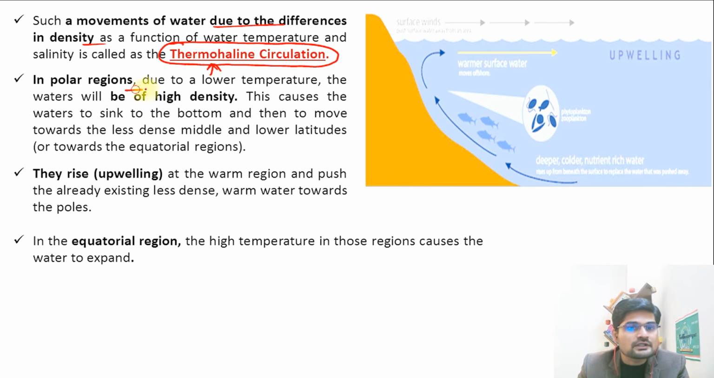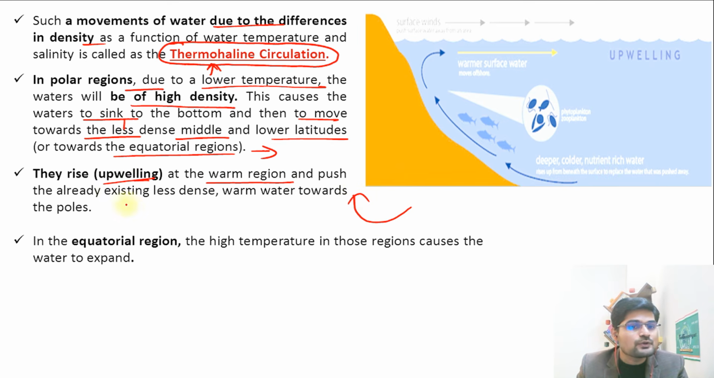And remember, in polar regions, due to lower temperature, the waters will be of high density. That is important, and this causes the water to sink to the bottom. Then in the less dense middle and lower latitudes, towards the equatorial region, the cold ocean currents rise, and that is where upwelling happens in the warmer region. Coming to the warmer region, they start to rise and push, and that's where you see upwelling. So colder water dips in the polar region and upwells in the tropics.